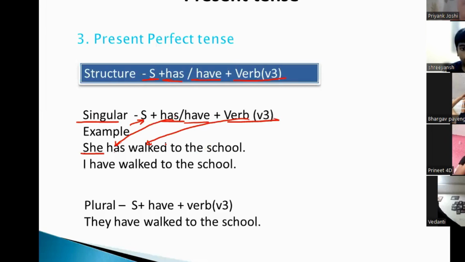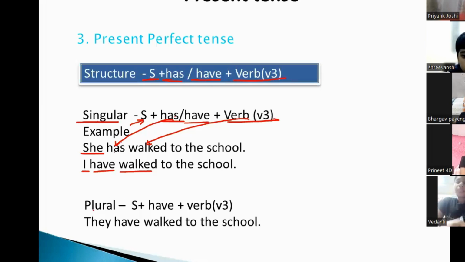That is the third form of verb. And if your subject is singular and first person, for example I, you can't use has with I. You have to use have with I for first person. I have walked to the school. Understood, everyone? I is our subject, have is our helping verb, walked is our third form of verb.